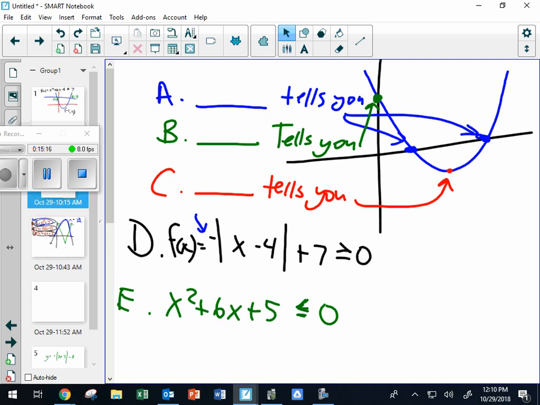Part D, there is a negative in here, just calling out to remind people there's a negative there. And I want to know the solution to this. And the answer can be in interval notation, like, between 5 and 7.